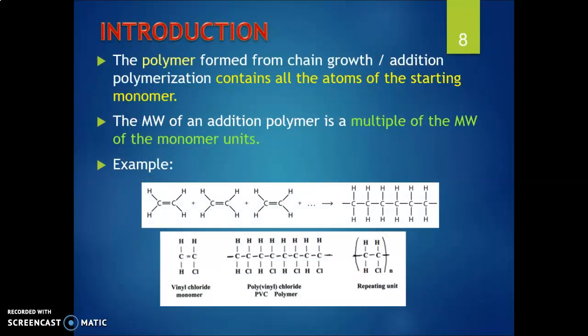The polymer formed from chain growth or addition polymerization contains all the atoms of the starting monomer. So the number of atoms from the beginning to the end remains the same. The molecular weight of an addition polymer is a multiple of the molecular weight of the monomer units. This is an example of chain growth polymerization. You can see the presence of a double bond in the monomer. So the number of atoms here remains the same from the beginning until the end of the polymer produced.